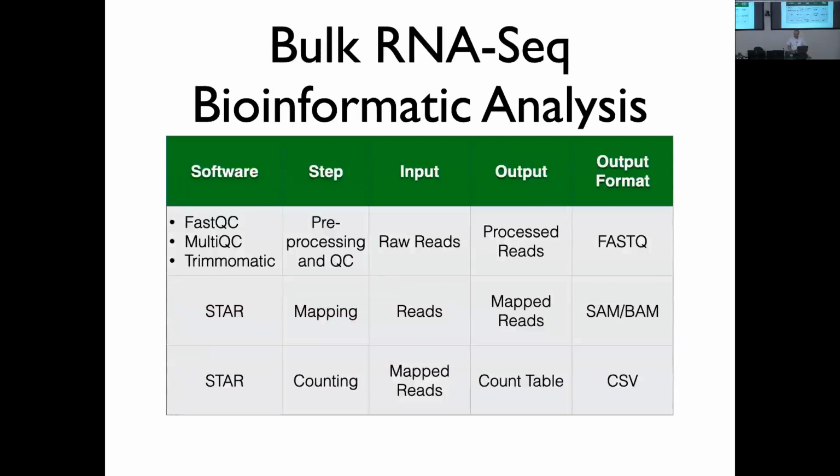So this is like breaking down those different steps for bulk RNA-seq. I guess I should have said that as part of comparing bulk RNA to single cell. That's probably obvious. So the first step, that QC pre-processing step here, the software is FastQC, MultiQC, and Trimmomatic, or at least that's what we used. And then the mapping and counting are both done by STAR. And you've already seen this, like the output of that first pre-processing step is a FASTQ, the output of the mapping step is a BAM file, and then the output of the counting step is a CSV.